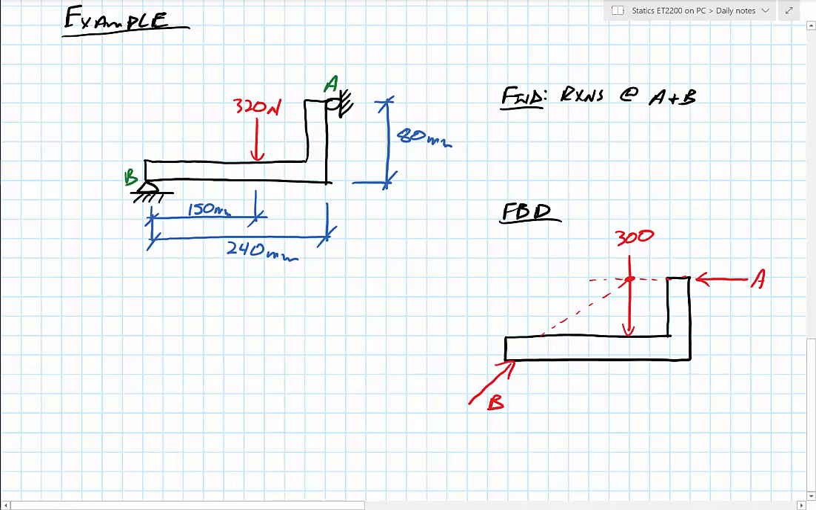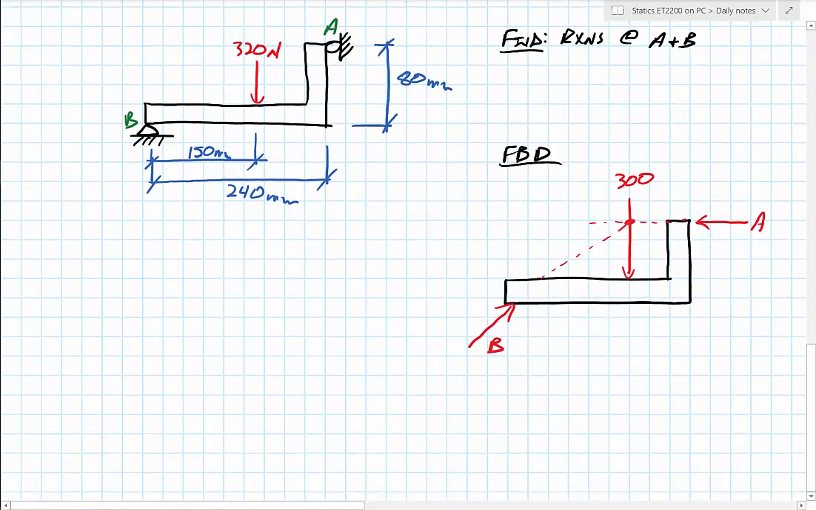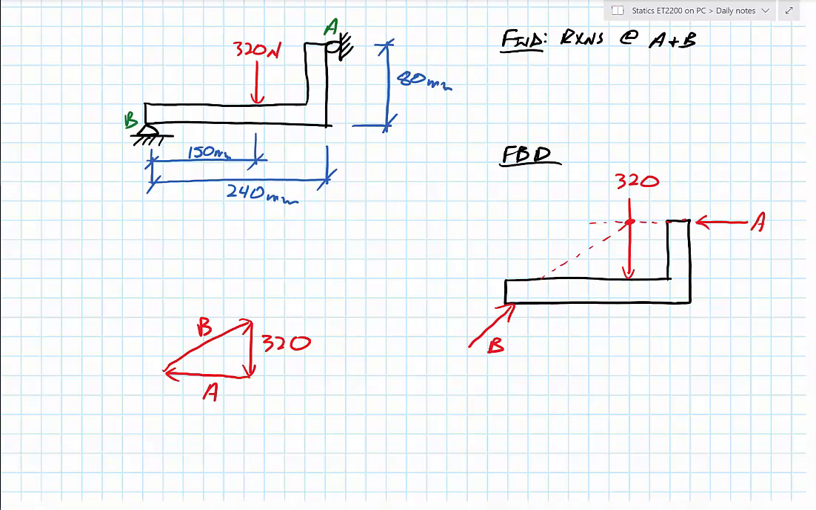So with that in mind, I could add these head to tail, and with this I'm going to add to B that 320. No, 320, I miswrote it here, didn't I? This would be 320 going down, and then the reaction at A being horizontal. So I end up with actually a right triangle, which makes life a little bit easier. Usually when you're using this method, they aren't quite as easy.